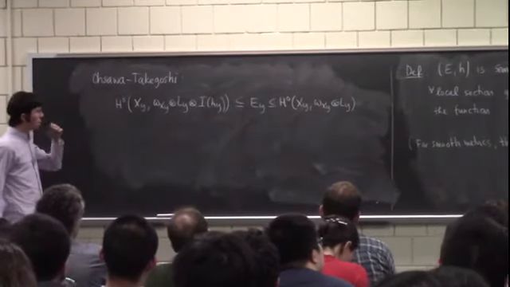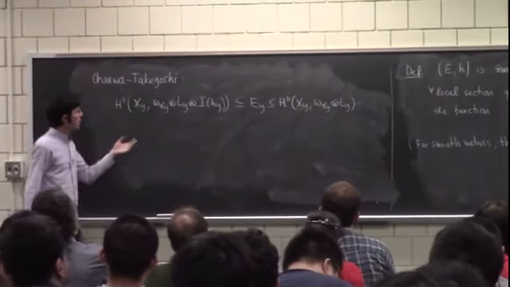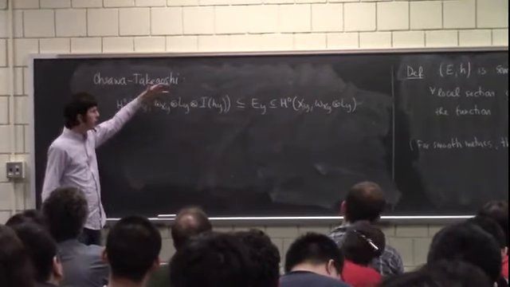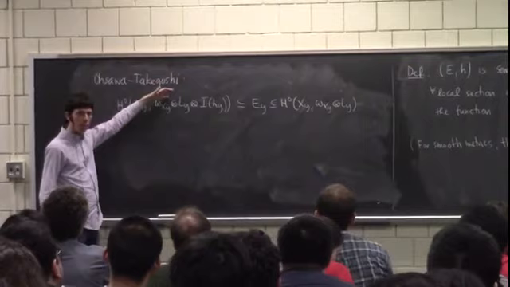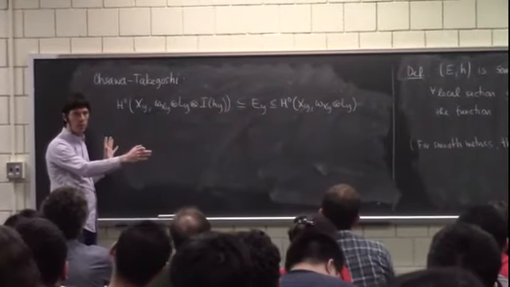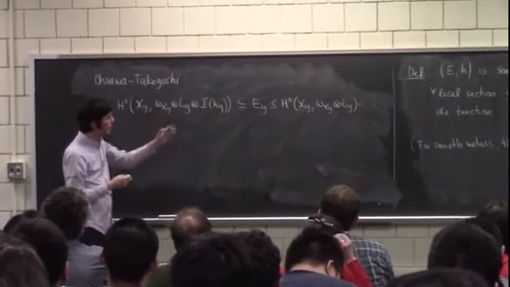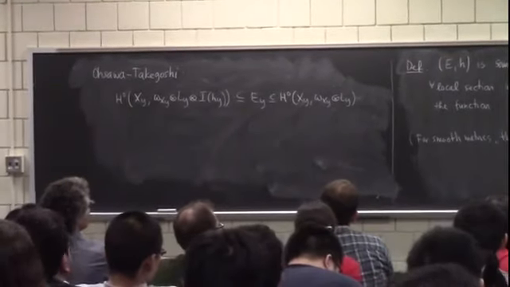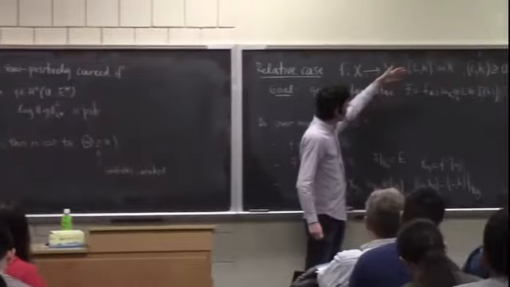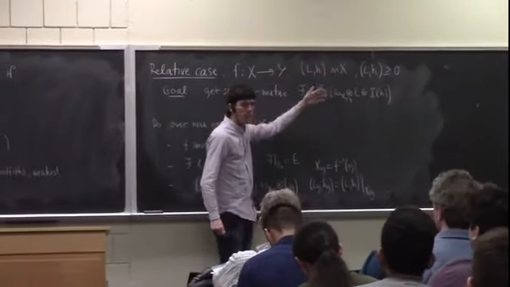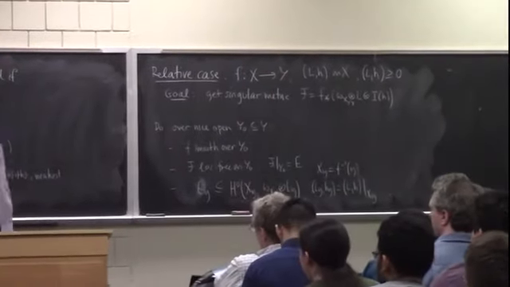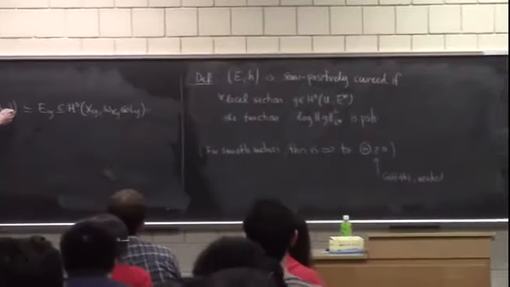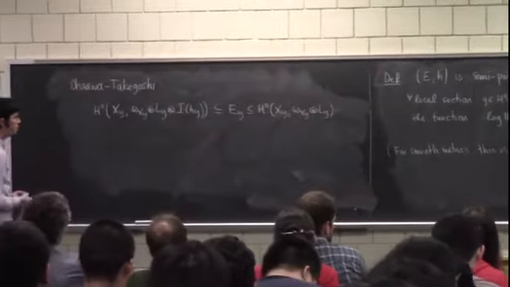Right, because Ohsawa-Takegoshi says, if I have a section of omega times L on the fiber, if that section has finite L2 norm, then it extends to a neighborhood. And the sections, if you think about it, since E_Y is defined as the pushforward, those are exactly the sections that extend. So the fact that I have extension, Ohsawa-Takegoshi says, this E_Y at least always contains this subspace.